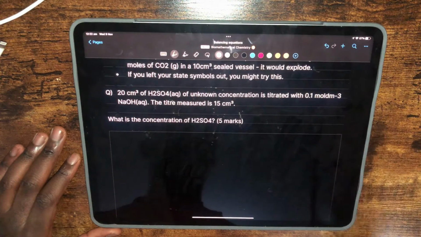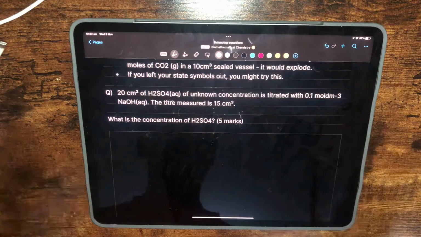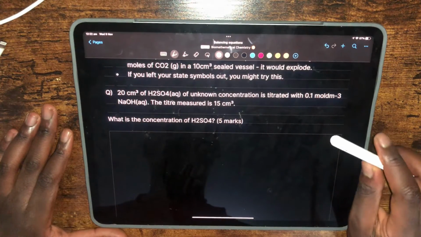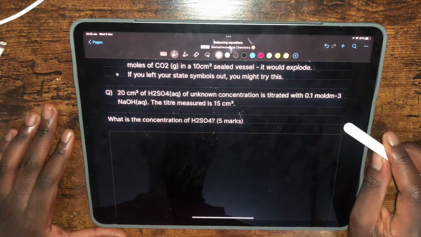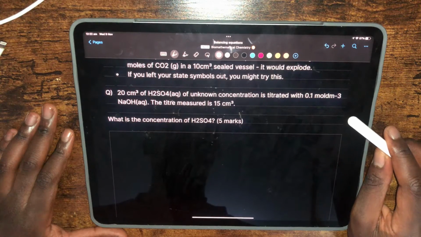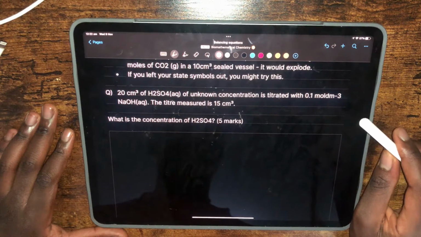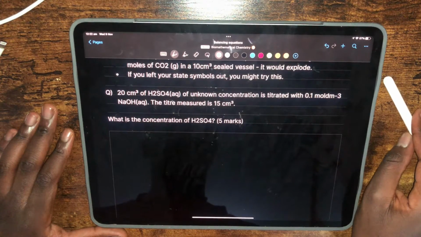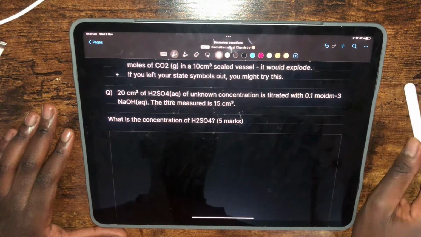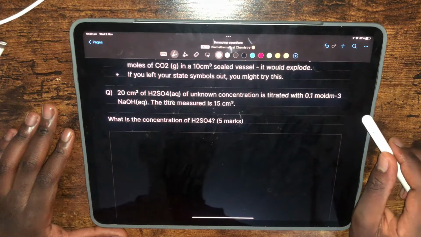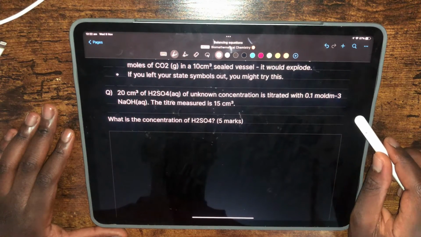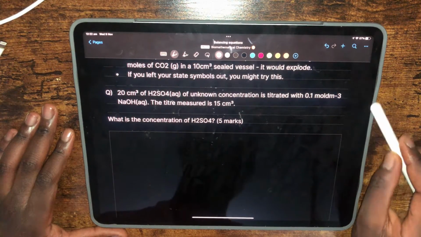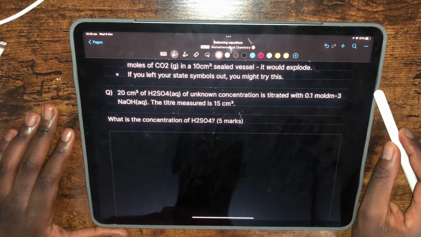All right, I'm going to stop talking now. This is going to be the last question, and I promise I'm not going to talk too much more. 20 centimeters cubed of H2SO4 of unknown concentration is titrated with 0.1 moles per dm cubed NaOH aqueous. The titre measured is 15 centimeters cubed. What is the concentration of H2SO4? 5-mark question. Pause the video now and try to do this in 5 minutes.